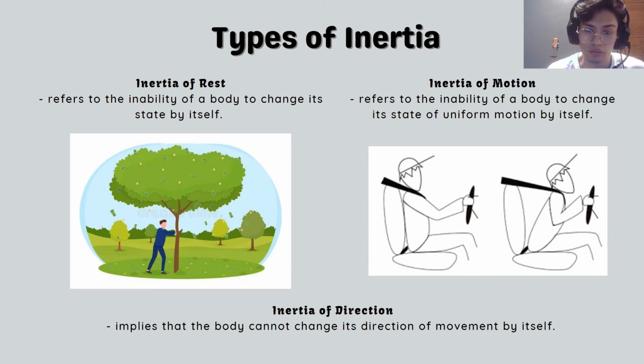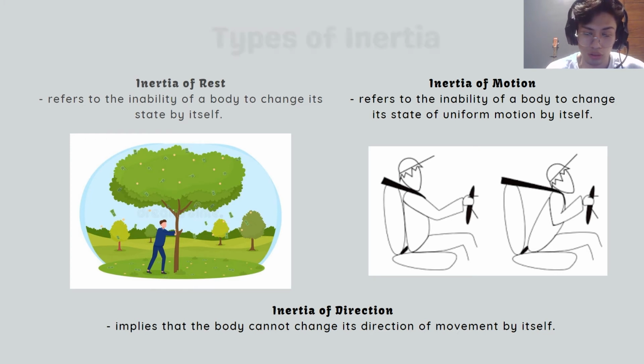Lastly, inertia of direction. It implies that the body cannot change its direction of movement by itself. For example, when a car takes a curve, the person sitting inside is thrown outward to maintain his or her direction of motion. This phenomenon happens due to the inertia of direction.